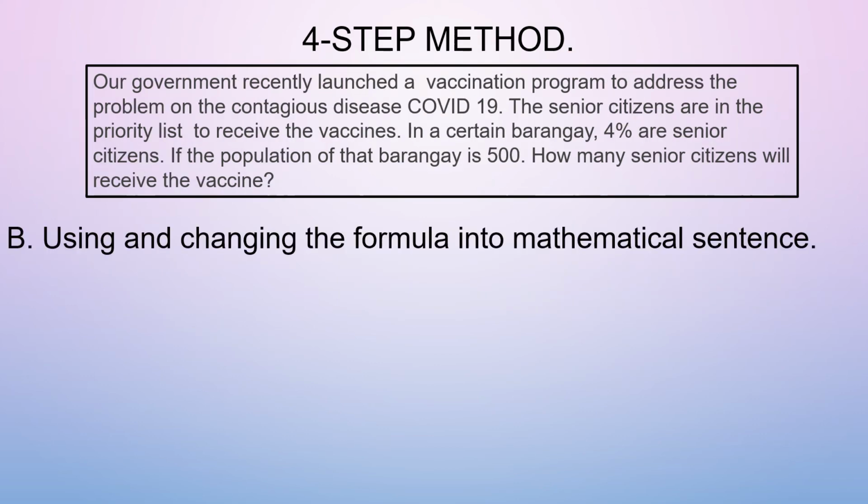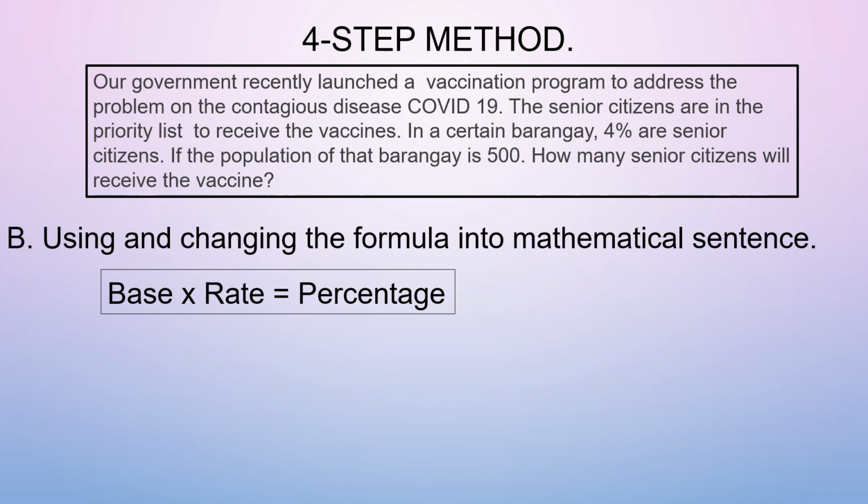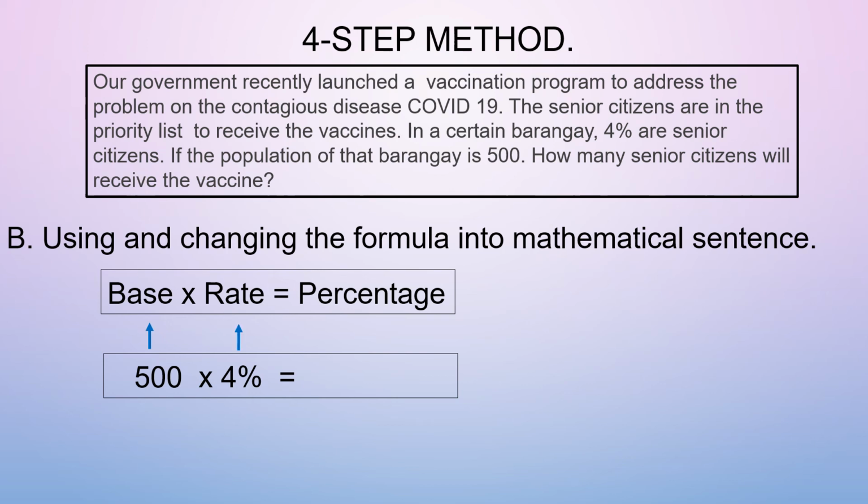The next strategy is B, using and changing the formula into a mathematical sentence. And we have the formula base times rate equals percentage. In our problem, 500 is the base and 4% is the rate. Multiplying 500 by 4 hundredths equals 20. So, the percentage is 20.